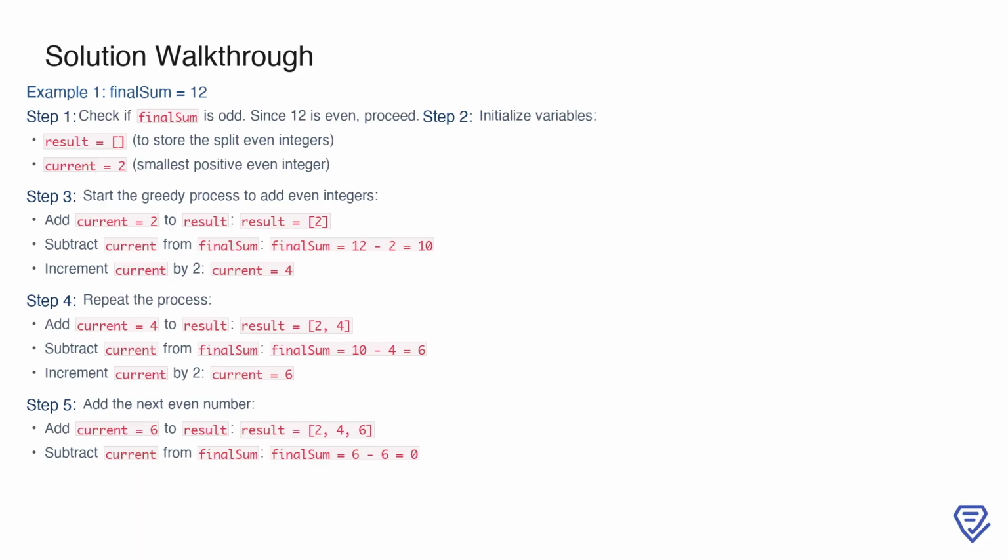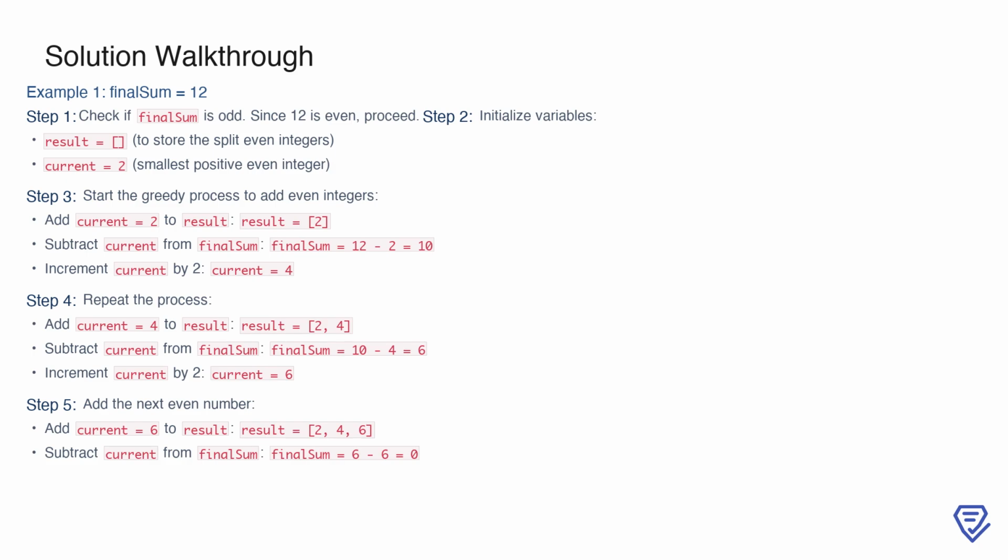To solve this problem, we start by checking if the given final sum is odd or even. Since 12 is even, we can proceed with the solution. Next, we initialize two variables, result, an empty list that will store our split even integers, and current, which starts at 2, the smallest positive even integer. Now, we use a greedy approach to maximize the number of unique even integers in our result.